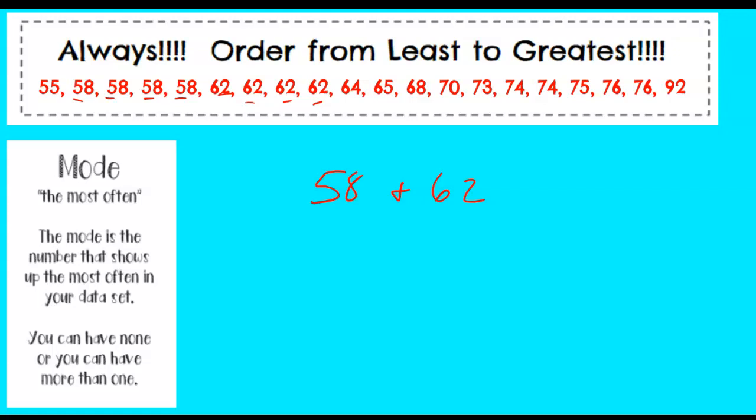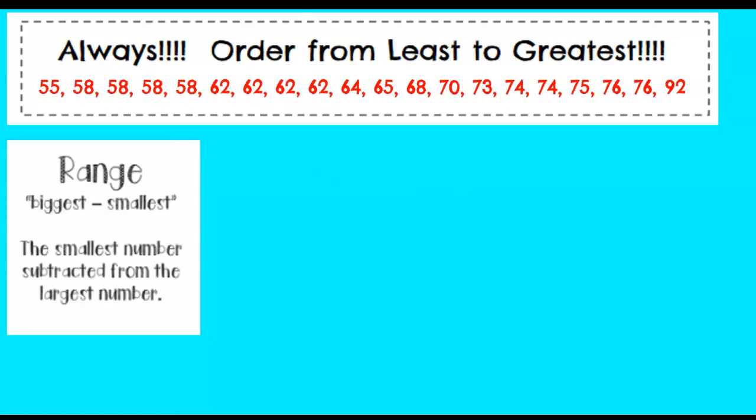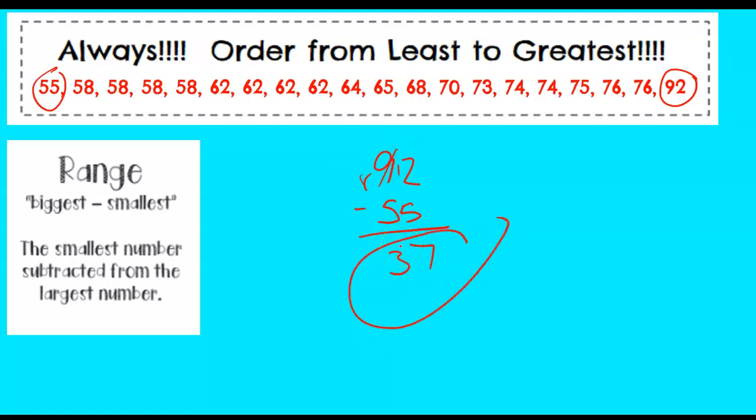Questions about this? Okay, moving on. Range is pretty simple. You take the biggest number, take the smallest number, and you subtract. And we get 37. That's our range. It's the distance between the biggest and smallest number. And all you do is subtract those 2. Any questions about that? Largest minus smallest. Okay.